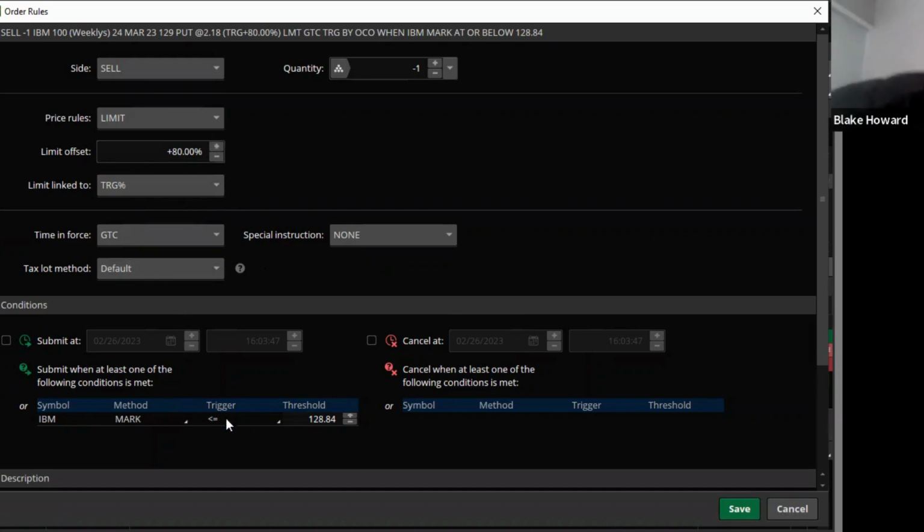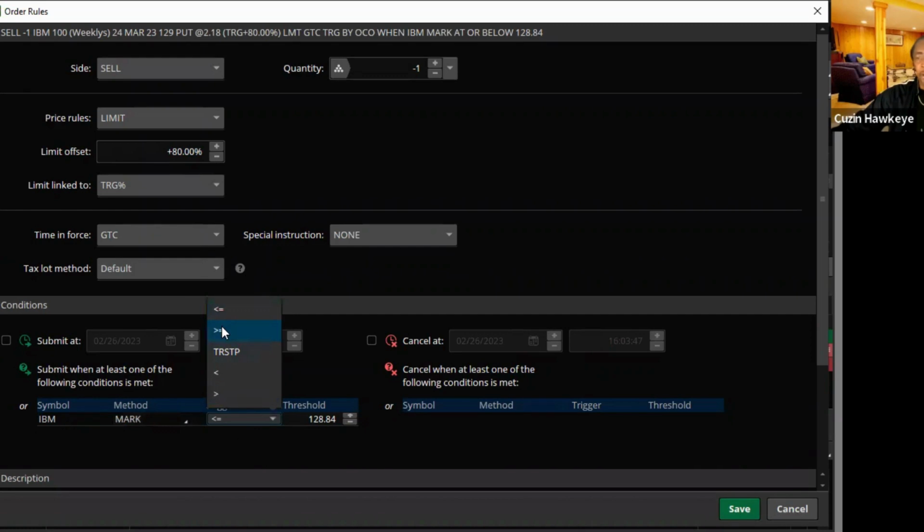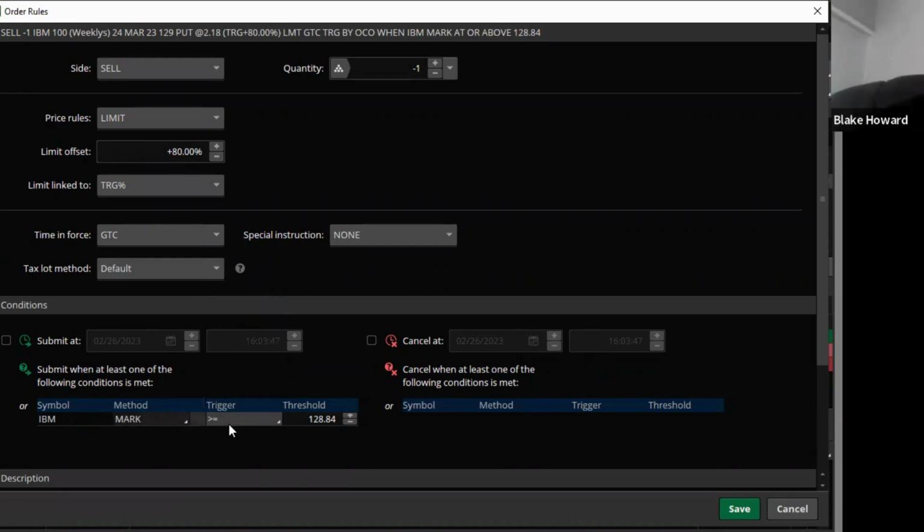Now we come back down. I told you it's quite a few little steps to this. Come back down. We're going to change this little symbol to greater than or equal to. See, a lot of little subtle things you have to be aware of. And we're going to get rid of that number because that's the number we bought. Just exit out of there. Okay, so now hit save.